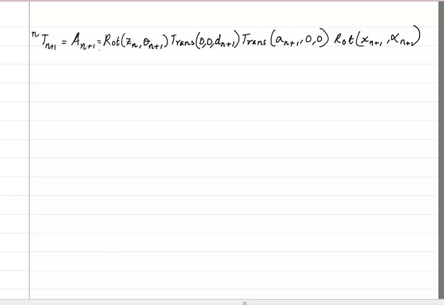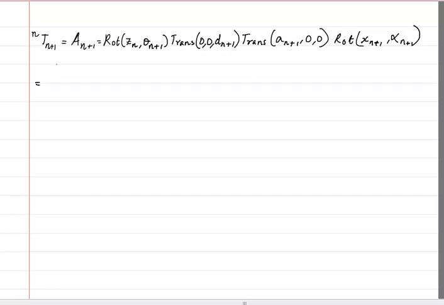And we know the first rotation with respect to z-axis, the translation in z-axis, the translation again in x-axis, and the final rotation with respect to x-axis of an angle of alpha n plus 1. We have to multiply that, so we will have to write first the rotation matrix.